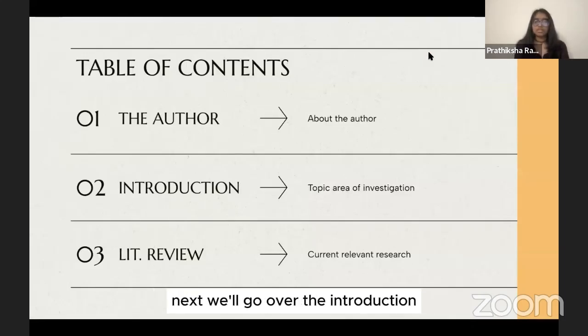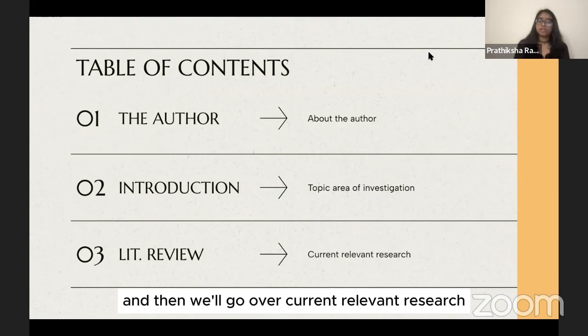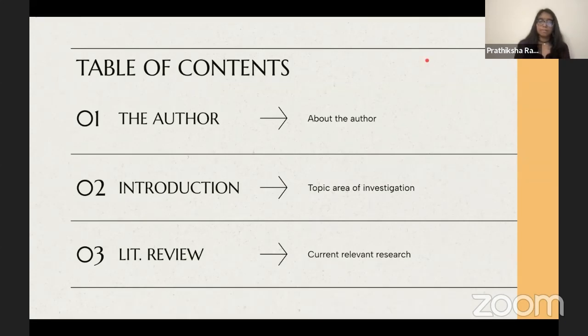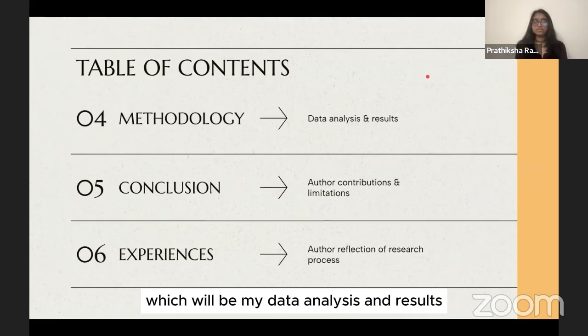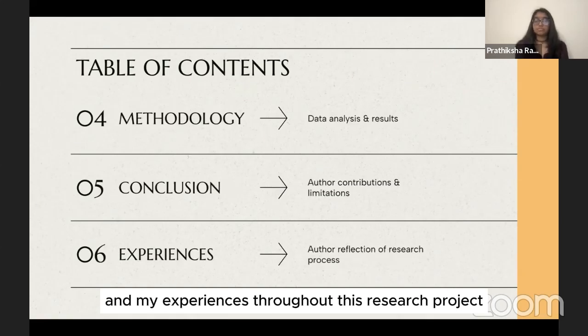Next, we'll go over the introduction, so my specific topic area of investigation, and then we'll go over current relevant research, my methodology, which will be my data analysis and results, the conclusions I've made, and my experiences throughout this research project.